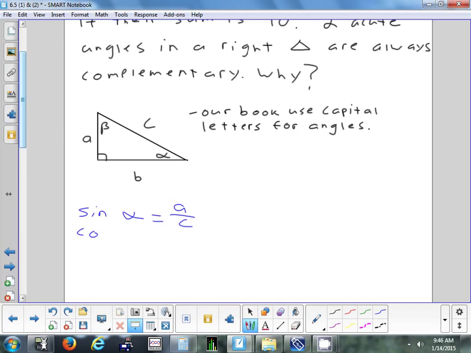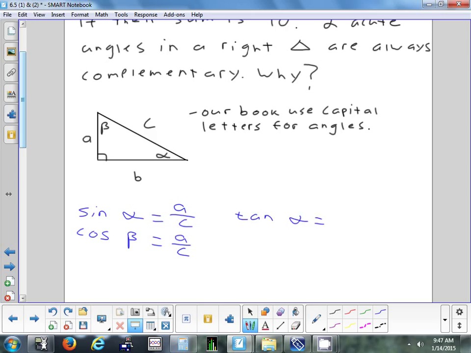Let's look at the cosine of beta. Cosine of beta. See the same thing. Yeah, it's the same thing. The cosine of beta is adjacent over hypotenuse. So the sine of alpha and the cosine of beta, they're the same. Okay, let's look at another one.